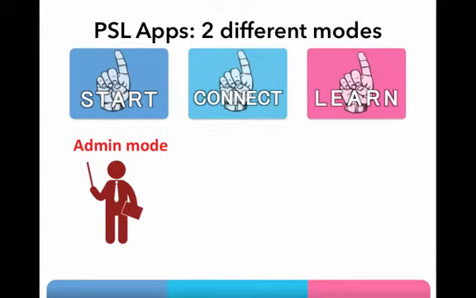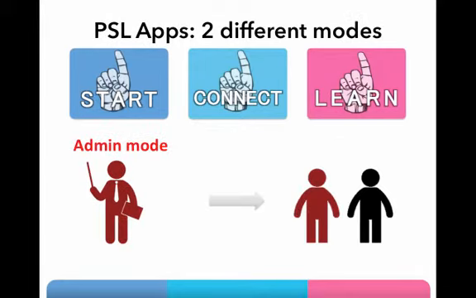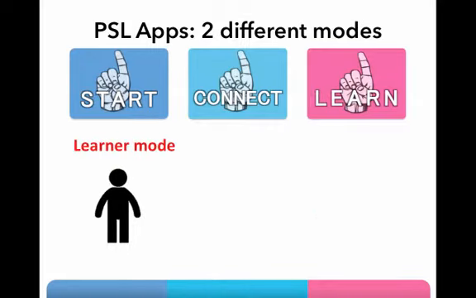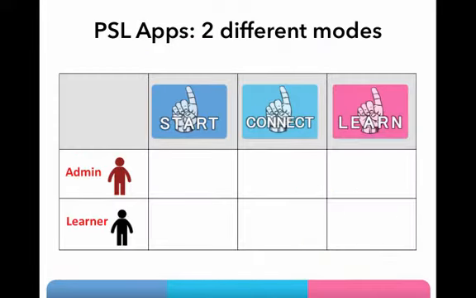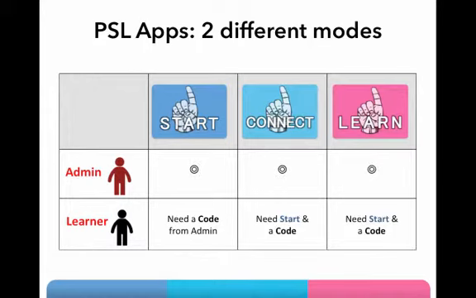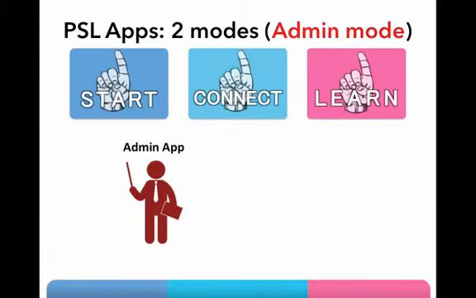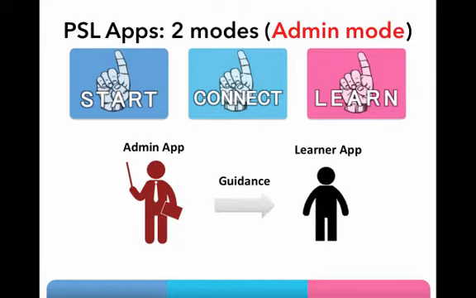The Admin mode is designed for the deaf member to provide and guide the sign language experience, and this is given to members of the deaf community and their associations only. Learner mode is designed for the hearing individual who wants to learn about sign language. The admin can access all the components for the Start app. The learner needs a code, and for Connect and Learn, learners need Start experience as well as an additional code from their admin. Admins can control and provide guidance to the hearing individual with Learner mode.